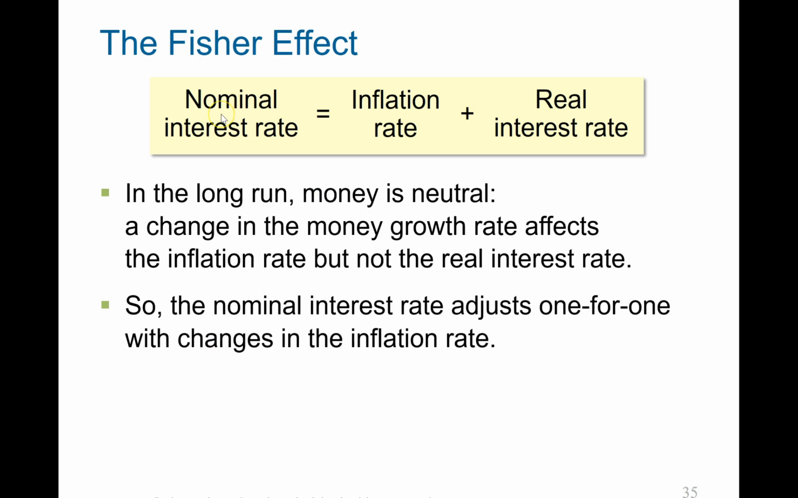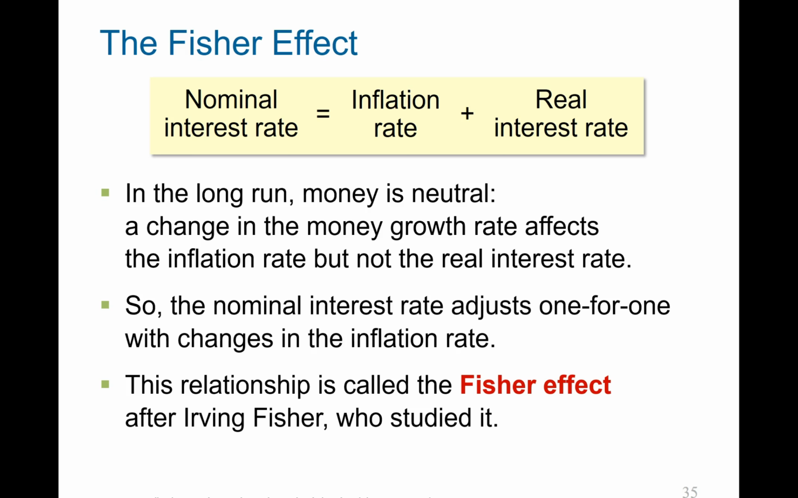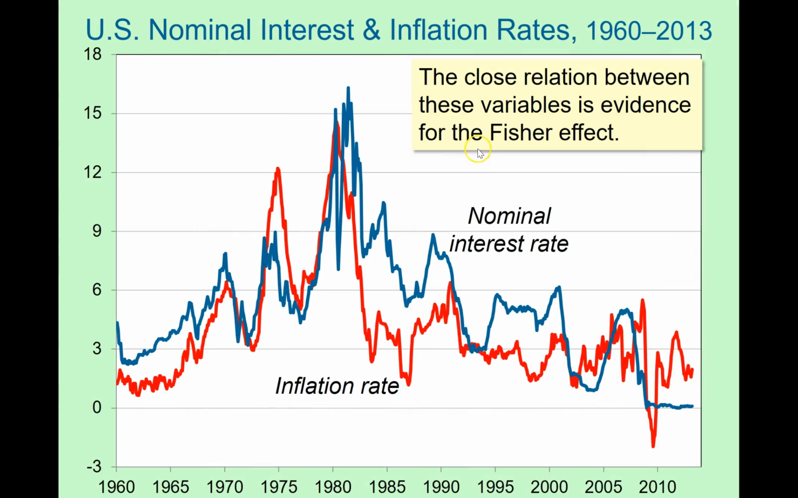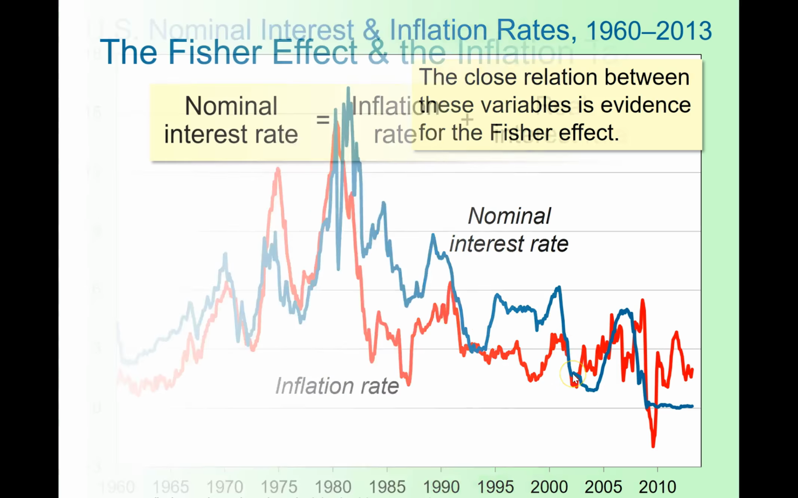So as you can see, if we put this together, the Fisher effect says that the nominal interest rate is going to adjust one for one with the inflation rate. This is called the Fisher effect after Irving Fisher, who studied it. And the close relationship between the variables can be seen very clearly when you put them together. The inflation rate is in red, the nominal interest rate is in blue, and you can see that they move closely together. So it's a one-for-one relationship.